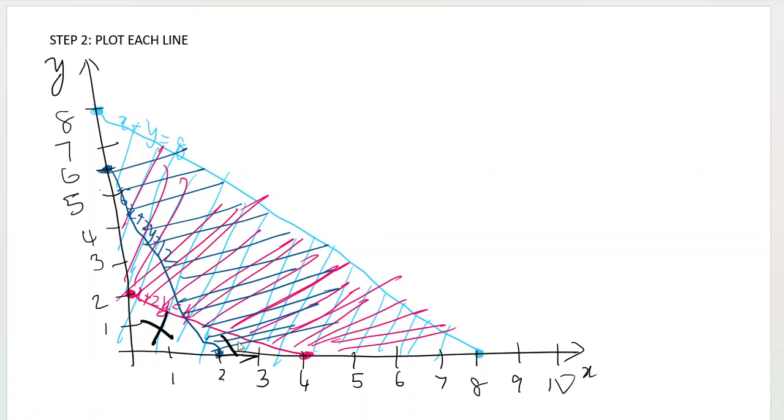Solution region also cannot contain this because there are no pink lines inside this. Solution region cannot contain this because there are no dark blue lines inside it. Therefore, your solution region will look, of course, the region which I shade. This is the solution region where you will see all your pink, blue and dark blue lines.